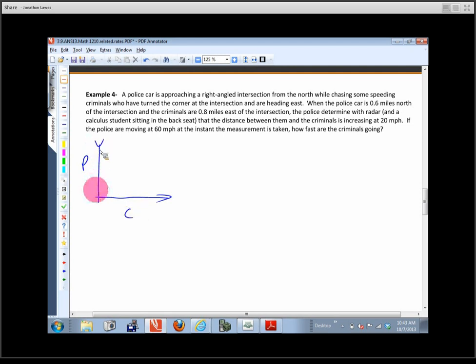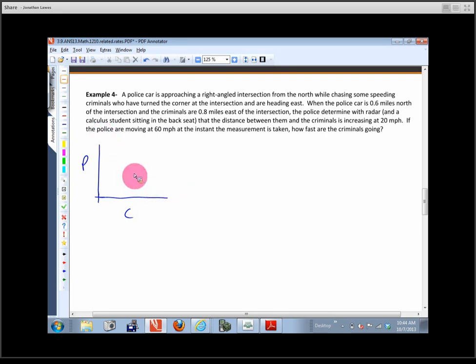Is this distance between the police car and the intersection changing or is it staying constant? They said when it was 0.6 miles north, do we care about that? We're going to use that, but are they always 0.6 miles north? No, that's a variable. The criminals are 0.8 miles east. Is that distance the criminals are from the intersection changing? Changing, so that's a variable. And then we're also interested in the direct line of sight, the distance between the two of those.